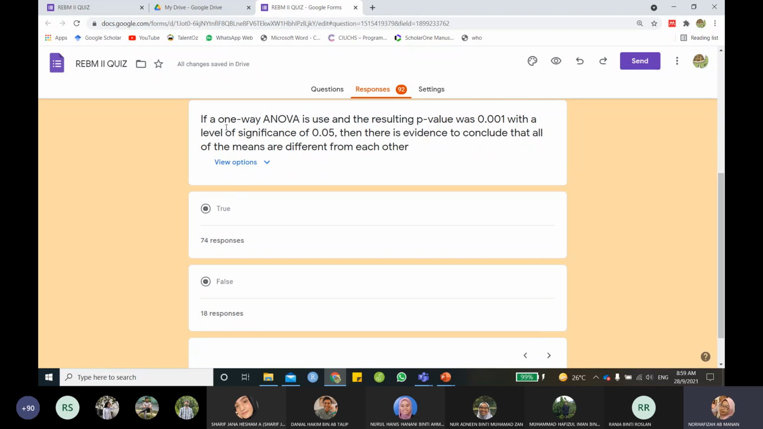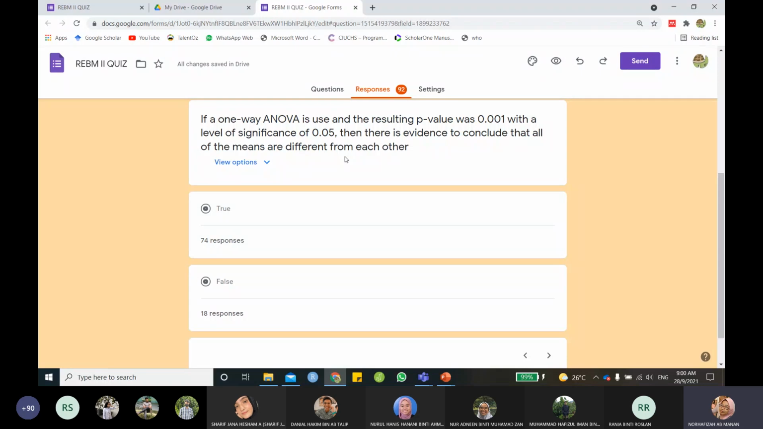Next one, if a one-way ANOVA test is used, and then the p-value is 0.001, and then the significance level is set as 5%, there is evidence to conclude that all the means are different from each other. So, okay, this question is quite tricky actually. If the p-value for ANOVA is significant, it is not that all the means are different. We cannot assume that all means are different.